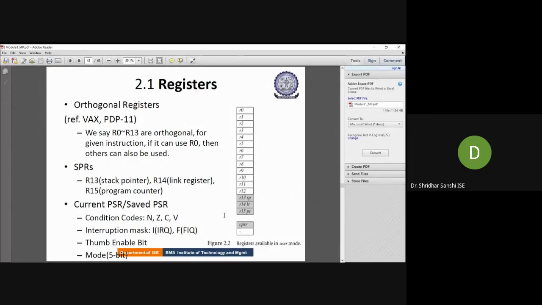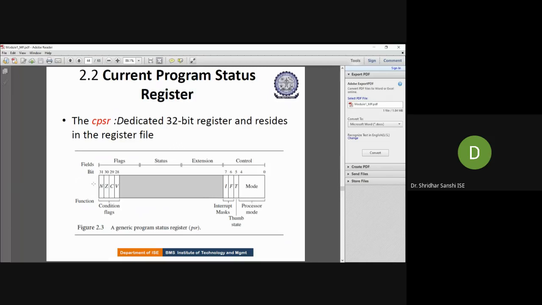And also these three registers have special meaning. If they are not in the user mode, these registers contain special information. R13 contains the stack pointer, R14 is the link register and R15 is the program counter. I think I have covered these things in the class.